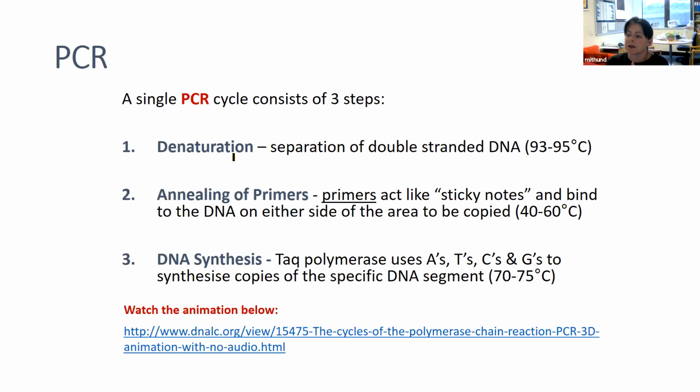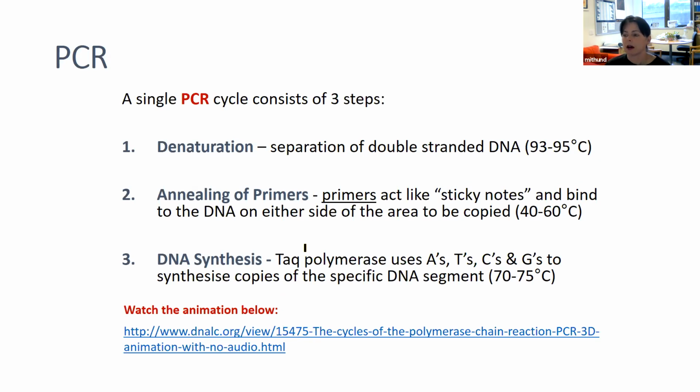And then you have DNA synthesis. This is where the enzyme, the polymerase, uses your nucleotides to copy that piece of DNA. And that normally happens at about 70 degrees. And then it happens again and again. And typically there are about 30 to 35 cycles in a PCR. And then there's a link here that you can watch. There's a million animations you can look at online. If you just search animation PCR, there's a link here that you can watch one as well.